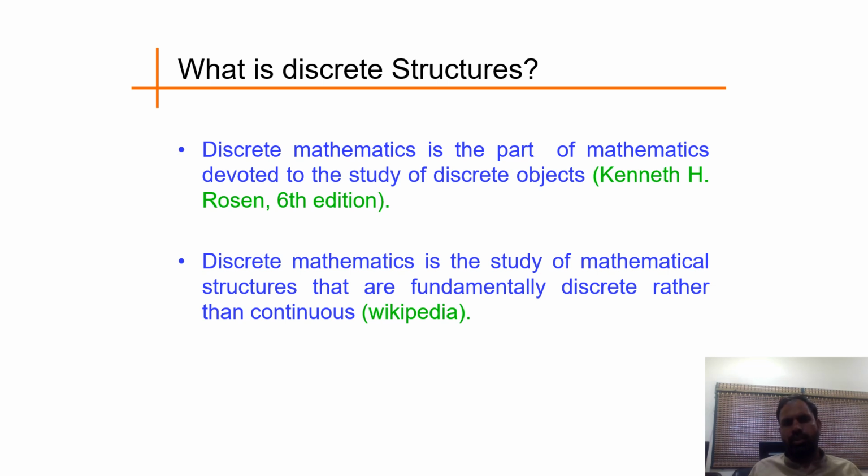What is discrete structure? Discrete mathematics is the part of mathematics devoted to the study of discrete objects. This definition was given by Kenneth H. Rosen in the 6th edition. Discrete mathematics is the study of mathematical structures that are fundamentally discrete rather than continuous. Wikipedia.